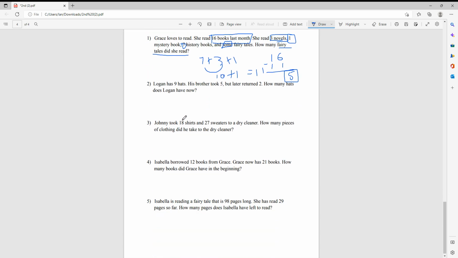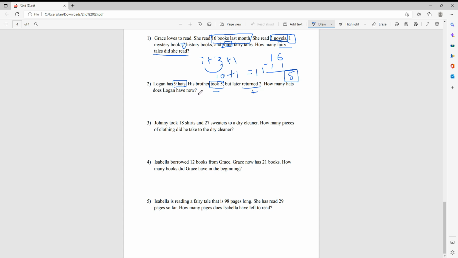So number 2, Logan has 9 hats. His brother took 5 but later returned 2. How many hats does Logan have now? So his total of hats right here is 9. His brother took away 5, which means to subtract here, and returned 2. So returned is basically he's giving back, which should be addition.